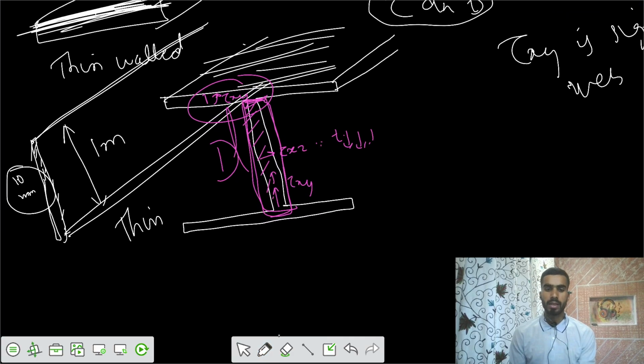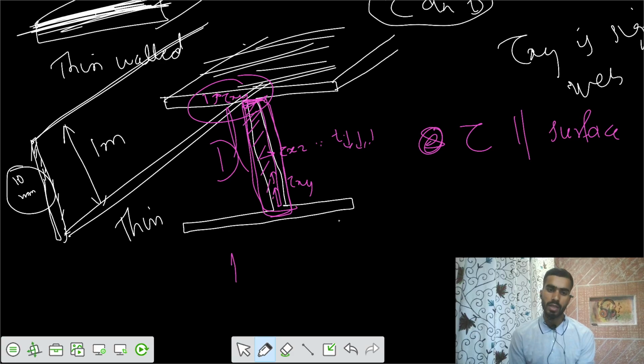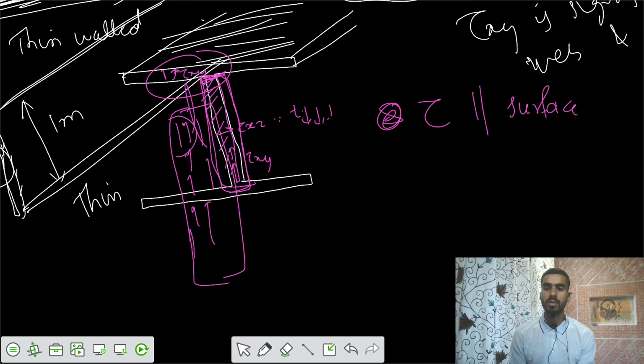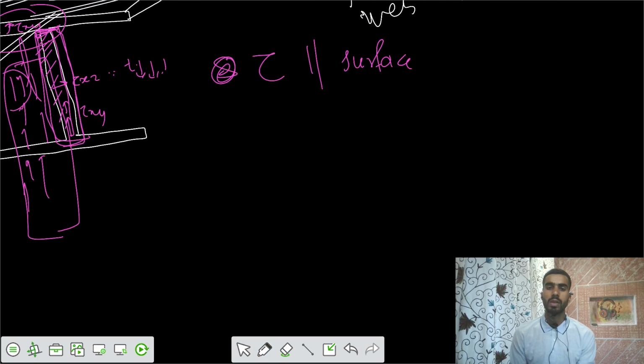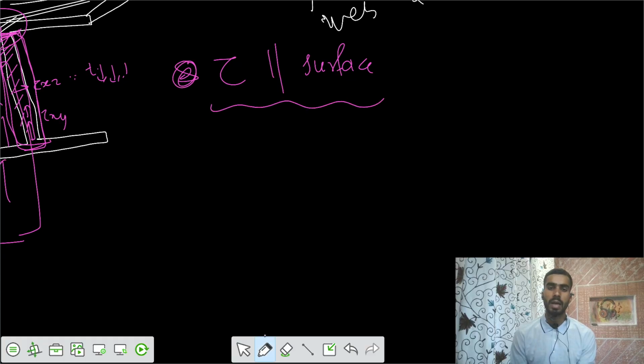I can say your shear stress is parallel to the surface. Shear stress is parallel to the surface. You can't say it is perpendicular. It's parallel to. That means your shear stress is acting in this way. So more length you have, that means more surface you have, that means more shear stresses would be there. So you got this. Now we can say the shear stress is parallel to the surface.